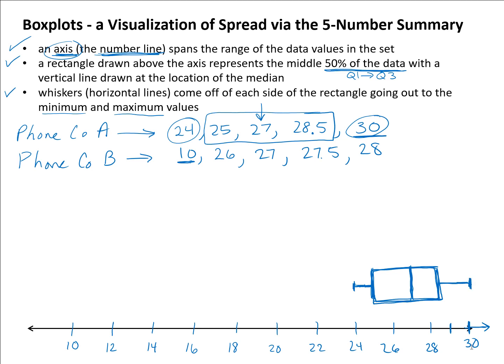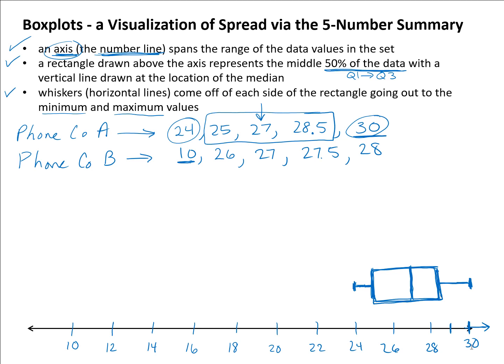So there's our graph. And I put a little stopper, you might say, right at the edge. That's often common to do with a box plot. You don't have to do that, but it's a nice way to visualize that we're stopping there. So there's my box plot for phone company A.